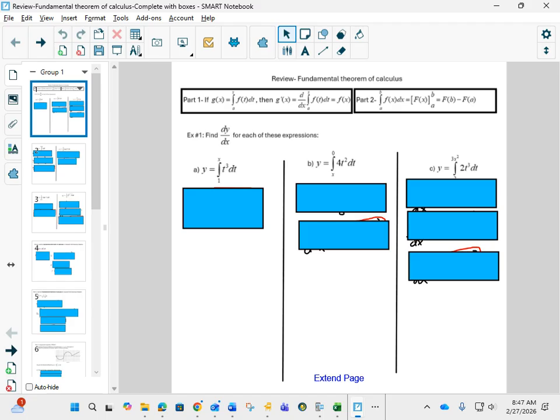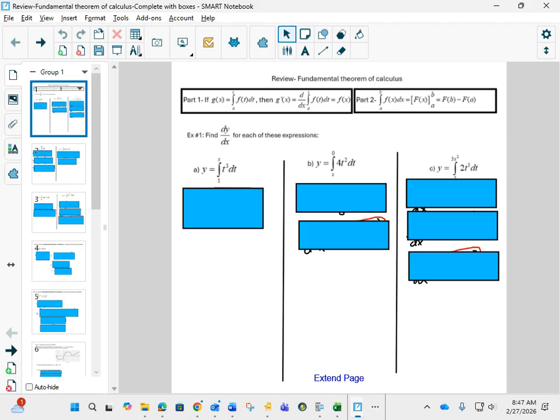Now, what I'm going to do with fundamental theorem of calculus part 1 is we're going to do a couple of these together because you haven't done them for a while and they make you think. So first of all, how do we recognize the fundamental theorem of calculus part 1? Is you have a variable in one of your bounds. This is going from 1 to x.